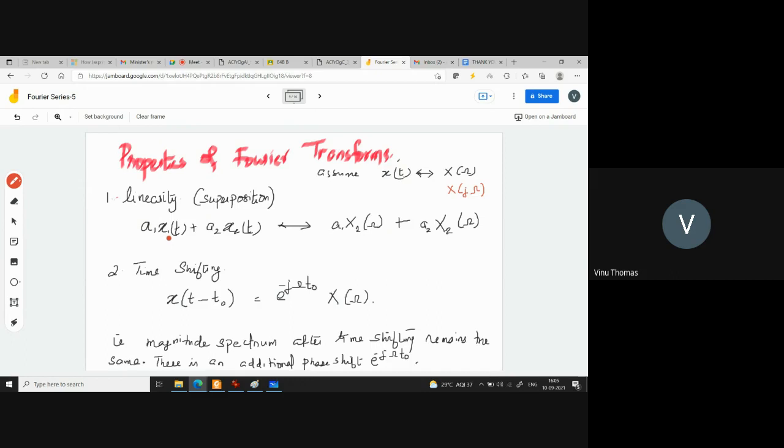It performs the Fourier transform of x1 of t. Likewise, let us look at x2 of t as the input to the Fourier transformer. It will perform the Fourier transform of that to give you x2 of omega.